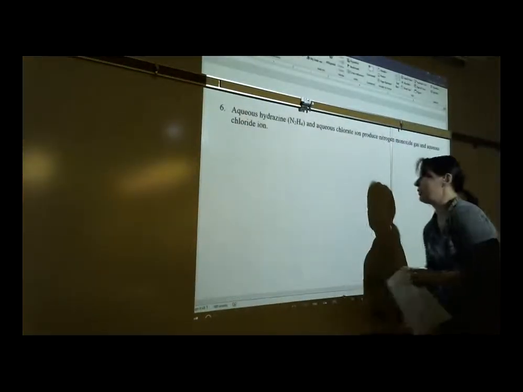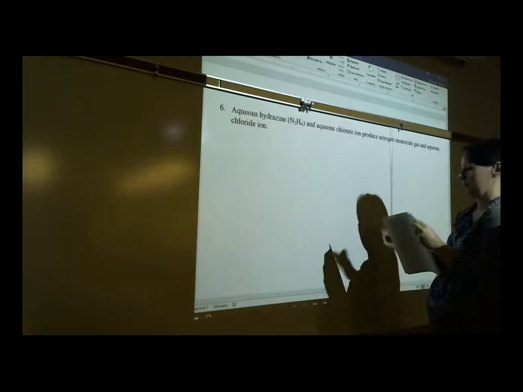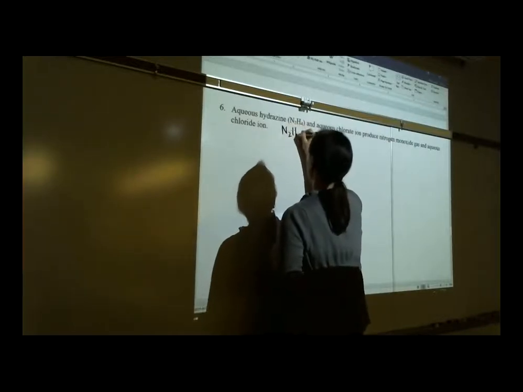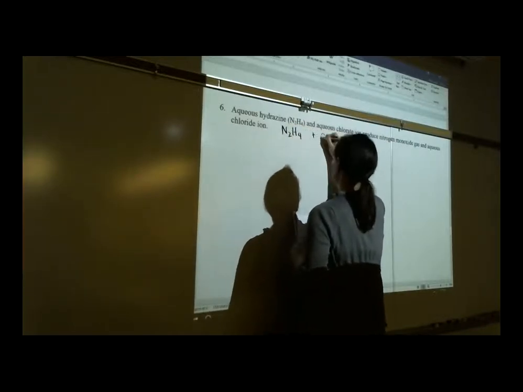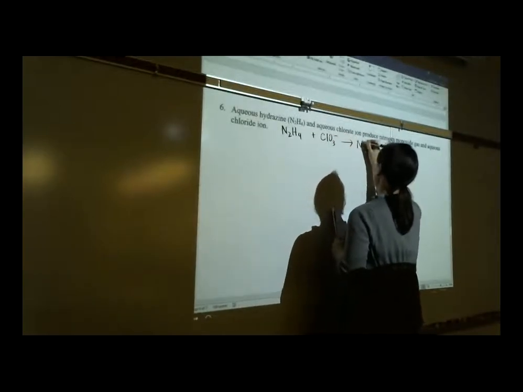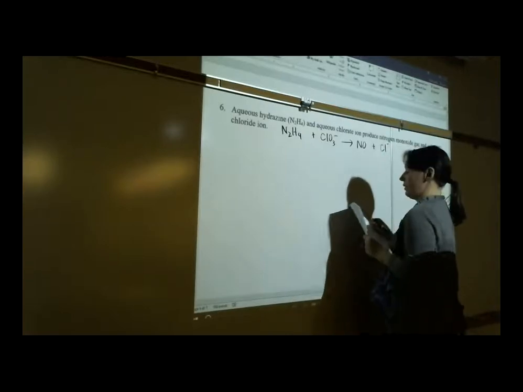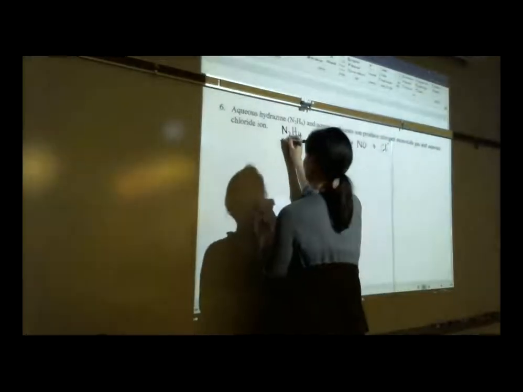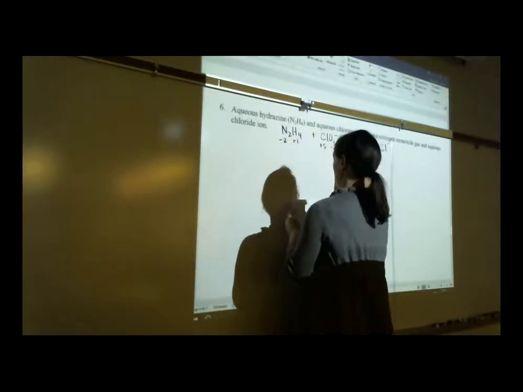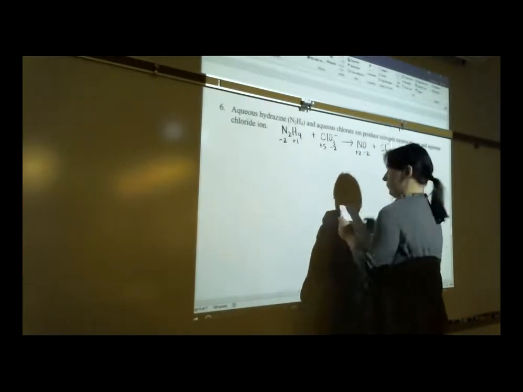Now we've got hydrazine that we're dealing with, and chlorate. So N2H4 and ClO3-, producing nitrogen monoxide and Cl-. So let's assign our oxidation numbers: -2, +1, +5, -2, +2, -2, -1.